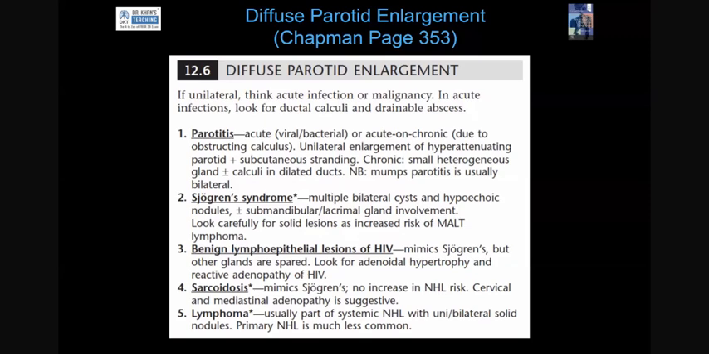Unilateral stones and sialadenitis, etc., of course, can happen. But here, this is important. These two are, and maybe sarcoidosis also.